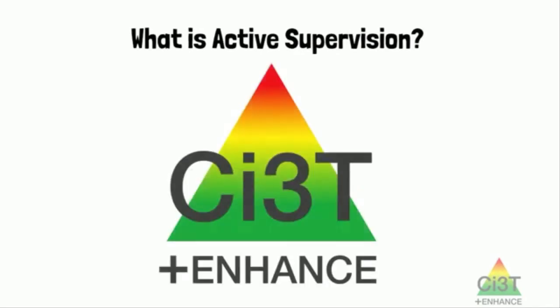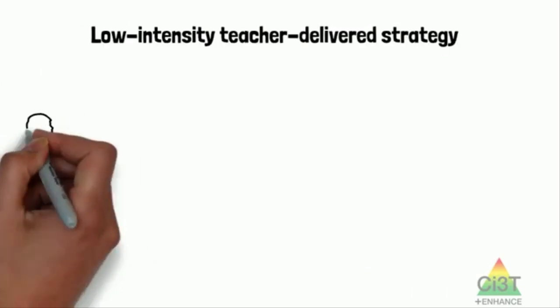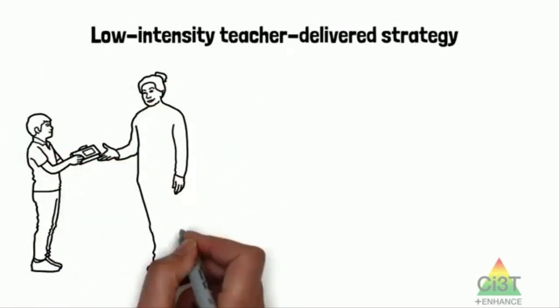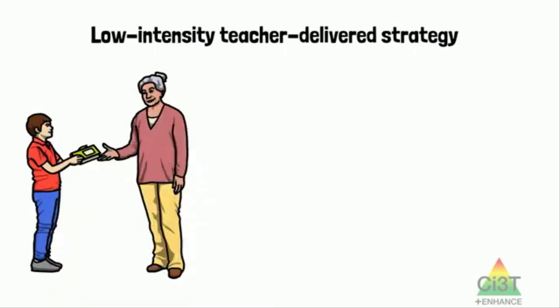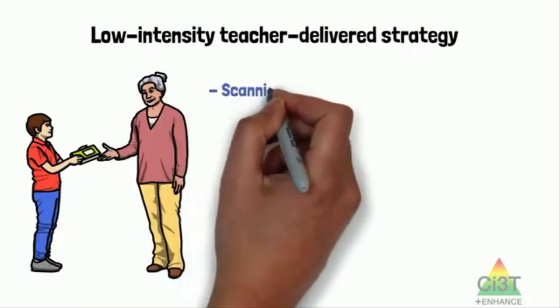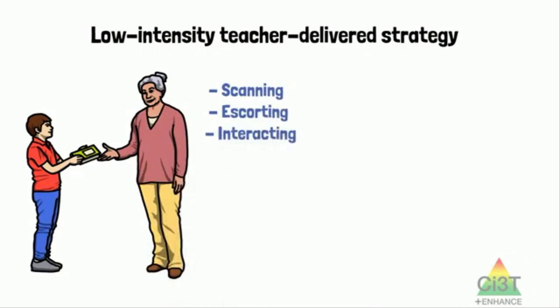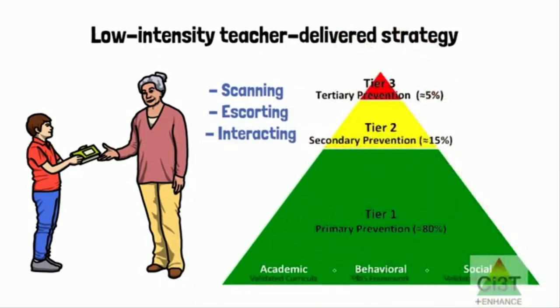Active supervision is a low-intensity teacher-delivered strategy that can support students engaging in expected behavior. It involves frequently and proactively monitoring students during specific settings or times by engaging in behaviors such as scanning, escorting, and interacting with students. Active supervision is very flexible and can be used at each level of prevention.